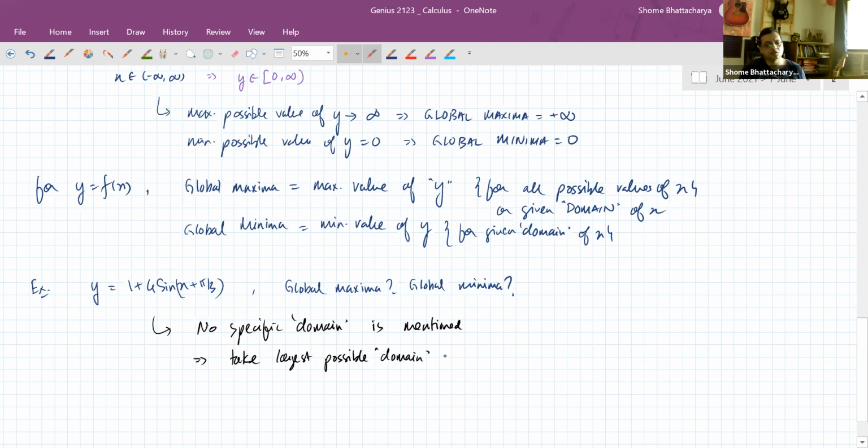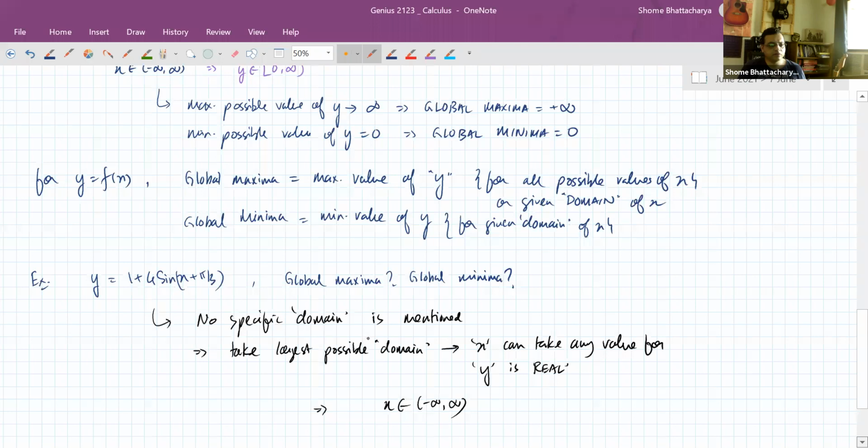In other words, X can take any value for which Y is defined or for which Y is real. So in this case, you can see that X belongs to the set of minus infinity to plus infinity.